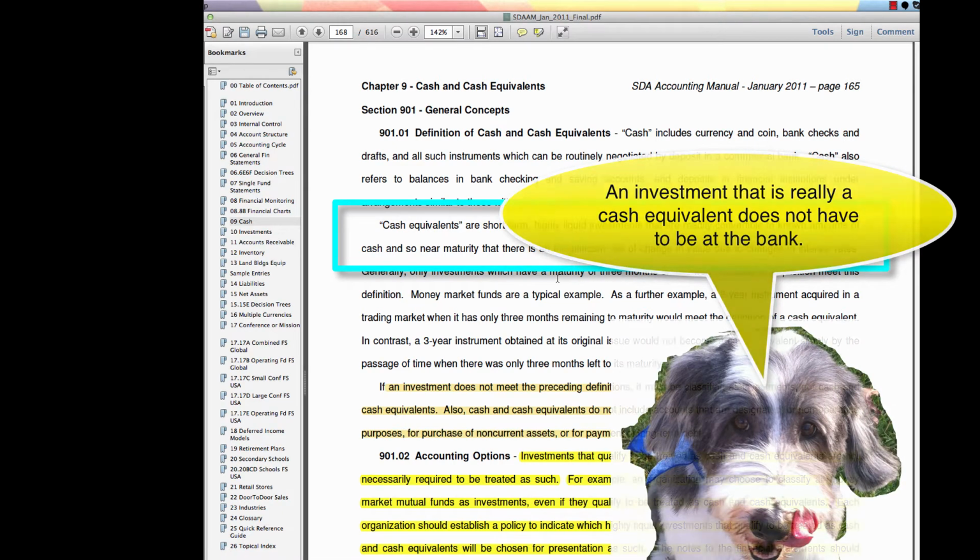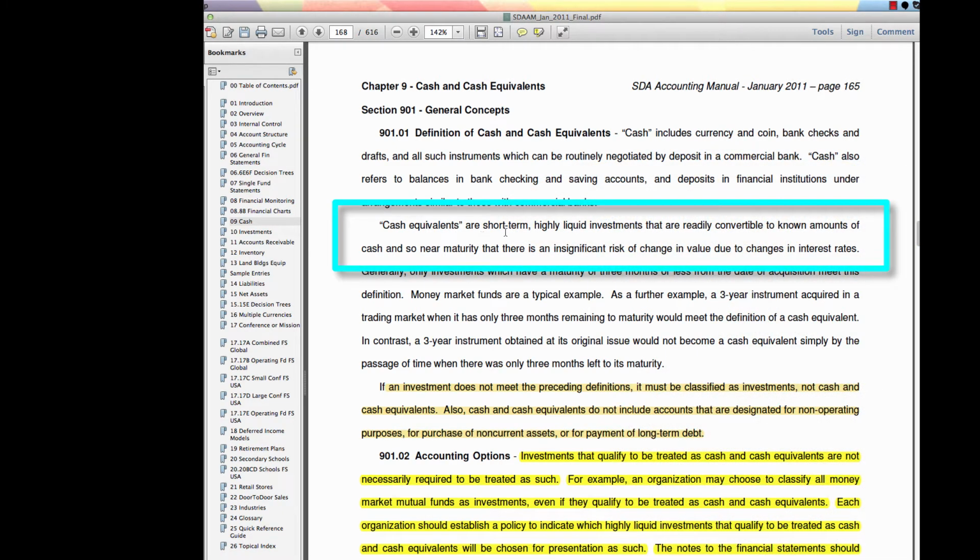Okay, and so cash equivalents are short-term, highly liquid investments that are readily convertible to known amounts of cash. So most of your checking accounts and bank accounts would meet that requirement if they're readily convertible to known amounts of cash. If the bank is closed or is in trouble and you can't get the money out, it's blocked, somehow the amount you can withdraw from the bank is limited, then they would not be a cash equivalent.